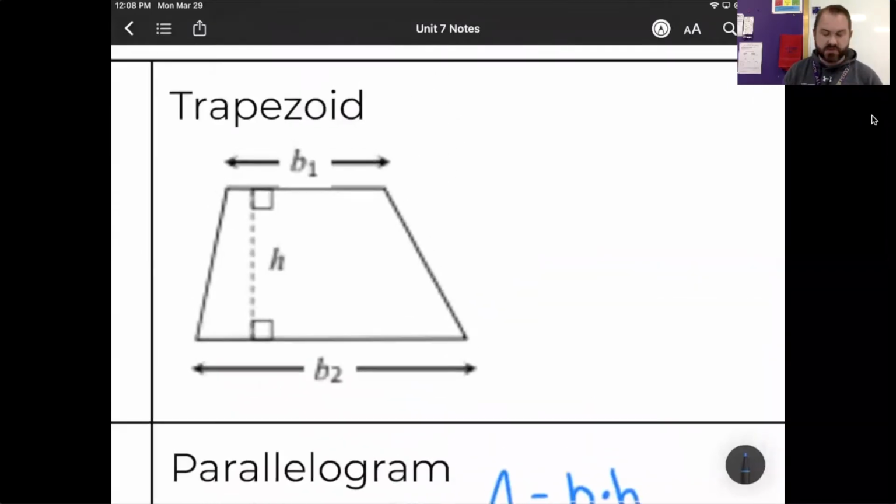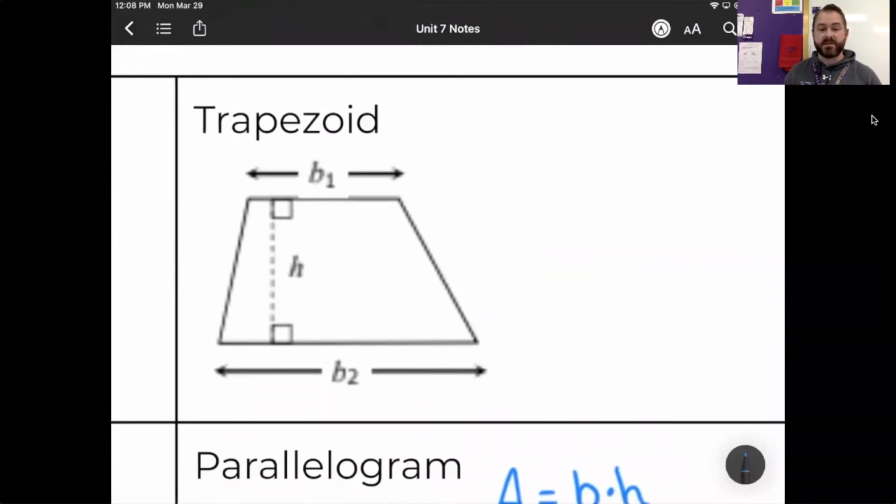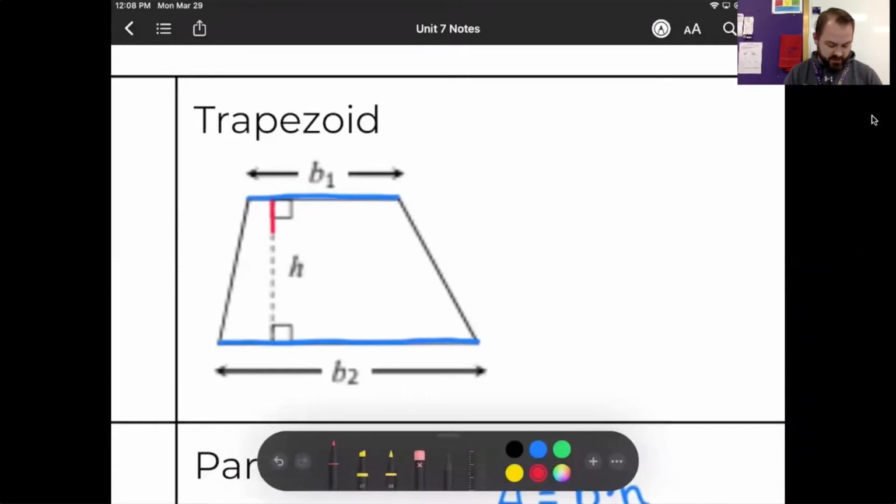And that leads us to our trapezoid. Now, a trapezoid is a four-sided figure. We call that a quadrilateral, but it's not a rectangle. It's not a parallelogram. It's not a square. There's only one pair of opposite sides that are parallel. We call those the bases. In this case, we're going to split them into base 1 and base 2. Now, notice there is a height measurement between those two that is perpendicular to both bases. So still, base and height are perpendicular.